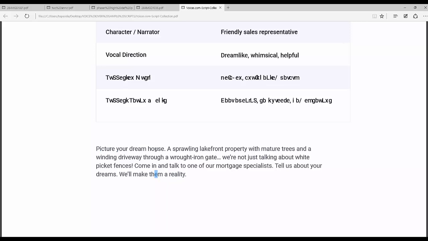You could have a good voice. You don't say, picture your dream house, sprawling lakefront property with mature... No, you don't do that. You are going gentle. You are a friendly sales representative. This is the vocal direction: dreamlike. This is the most important thing. Dreamlike, so you are like in their dream. You are appealing to their dream.